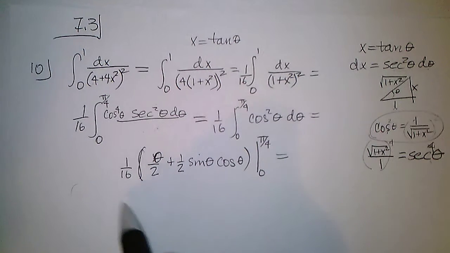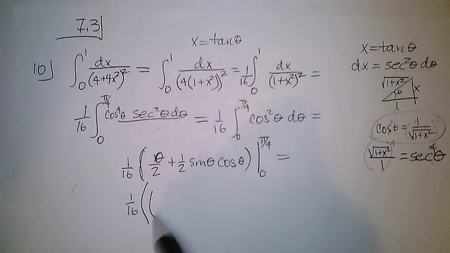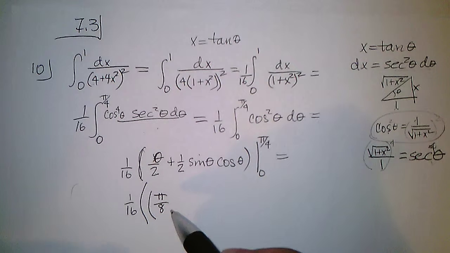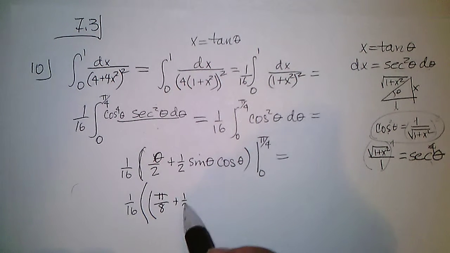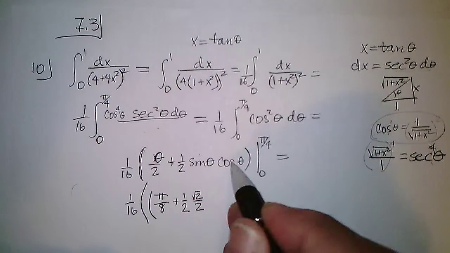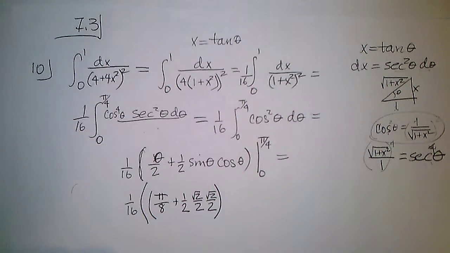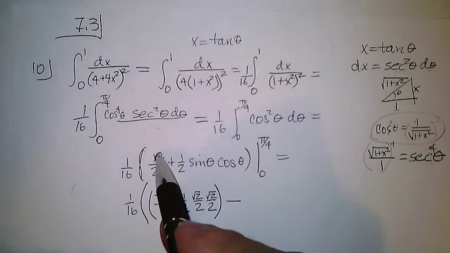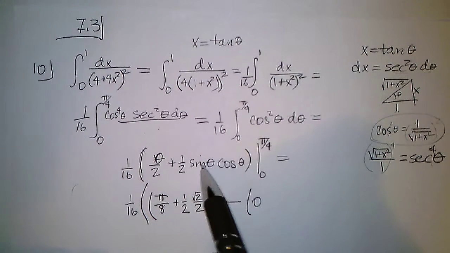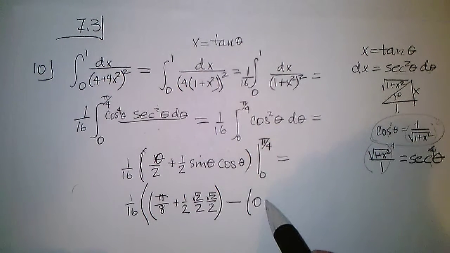And so I get 1/16. Pi over 4 over 2 is pi over 8 plus 1/2 sine of pi over 4 is square root of 2 over 2. Cosine of pi over 4 is square root of 2 over 2. So I got that. Minus 0 over 2 is 0. And sine of 0 is 0. Cosine of 0 is 1. 1 times 0 times 1/2 is 0.